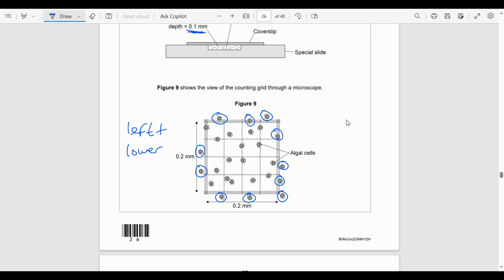So left and lower, 1, 2, 3, 4, 5, 6, 7, 8, 9, 10, 11, 12, 13, 14, 15, and 16. So our count should be 16.